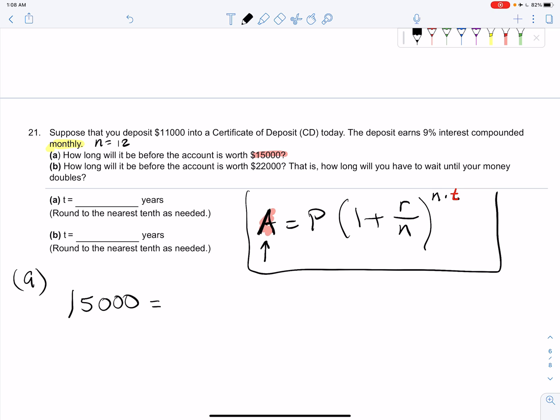So I've got how much money? I've got $11,000 right now. I'm going to put that in. It's called principal. I multiply it by 1 plus the interest rate. What's the interest rate? 9%. Write it as a decimal, 0.09, divided by my compounding periods. We already said that's 12, monthly, 12 times a year, right? Raised to the compounding periods times t.